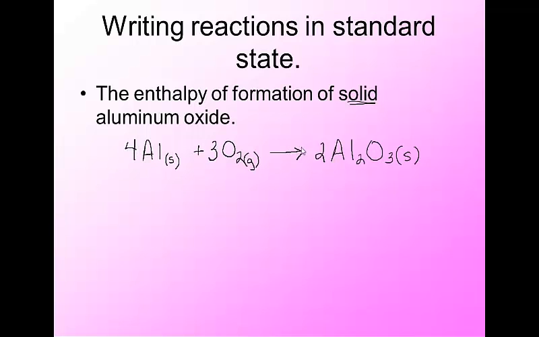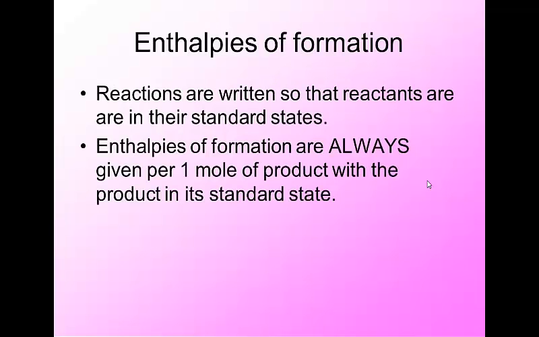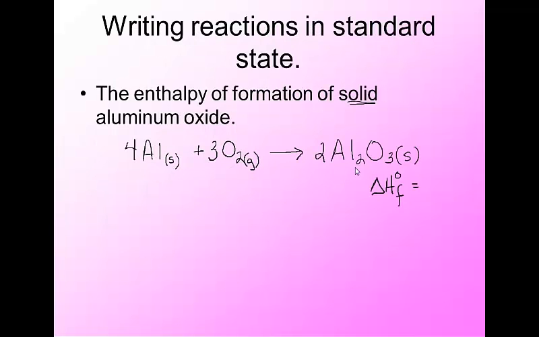All right, so this is a balanced reaction, and you would say that the heat of formation of the aluminum oxide is equal to some number. Now, again, reactions are written so that the reactants are in their standard states, which we got. Enthalpies of formation are always given per 1 mole of product. So this enthalpy change will be some number, probably in kilojoules, per 1 mole of product.